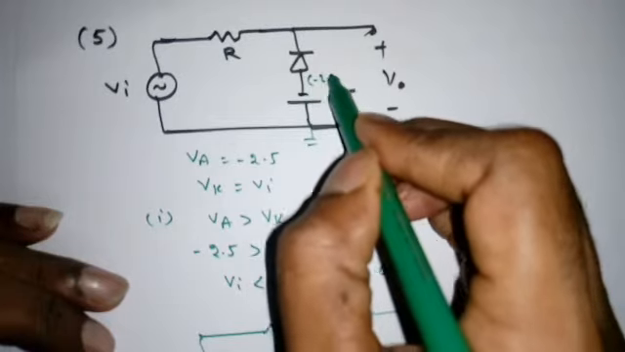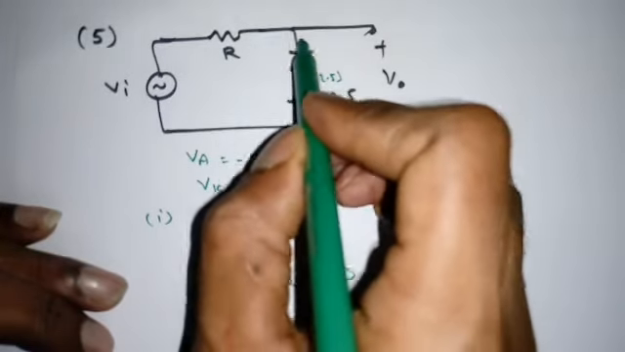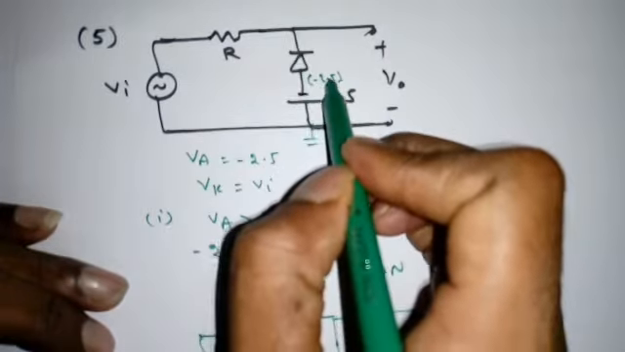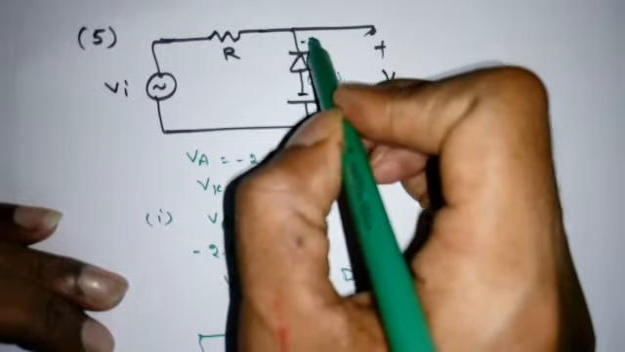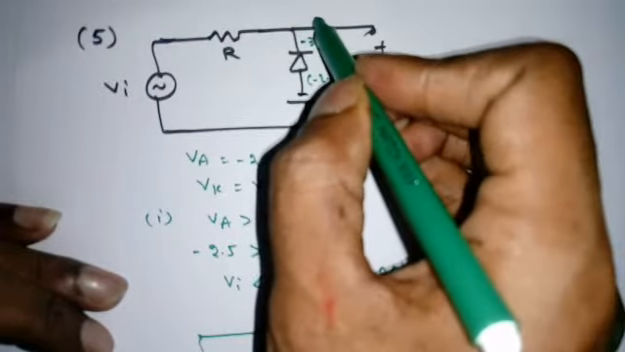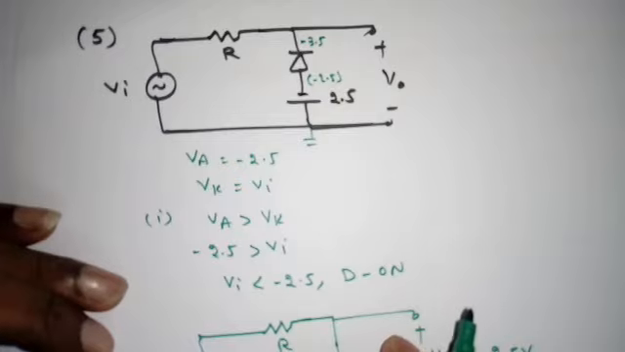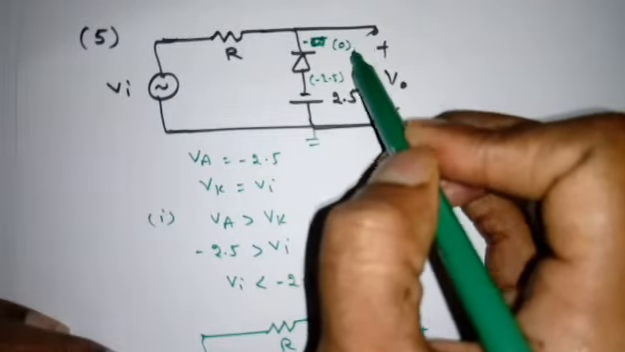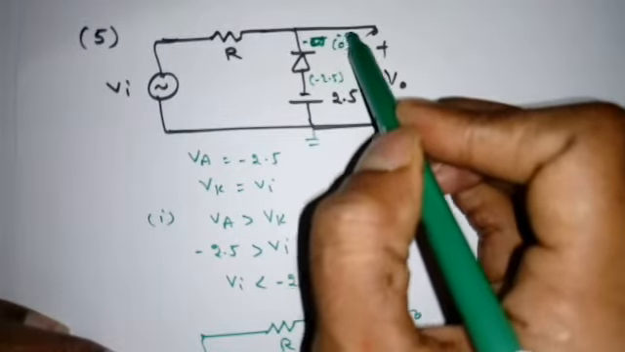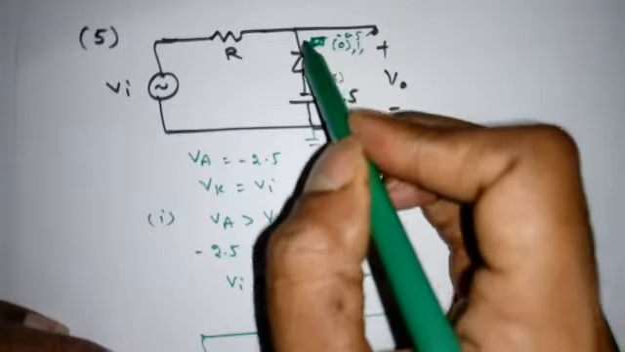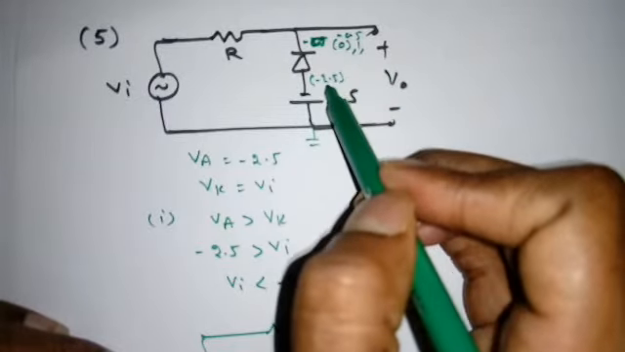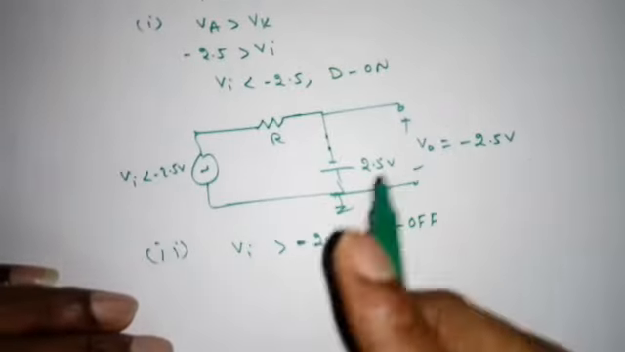So that means if it is minus 2.5 volt, the cathode voltage should be less than this value. That means it should be minus 3.5 volt, minus 4.5 and so on, right? Suppose 0 volt, 1 volt, minus 0.5 volt. So the cathode voltage will be greater than this anode voltage. That means it will be off. That is the meaning of this one.